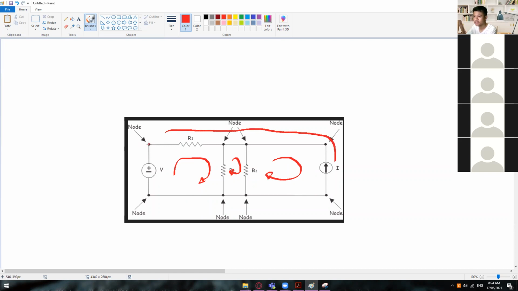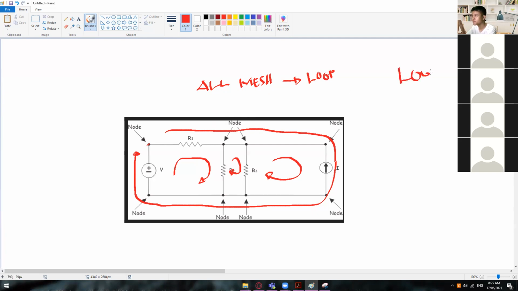From this point going back to its original position. So all in all, we have 1, 2, 3, 4 loops. So you could say that all mesh is also a loop, but a loop cannot be a mesh at the same time. Basically a loop is higher than a mesh. So it's below that loop.